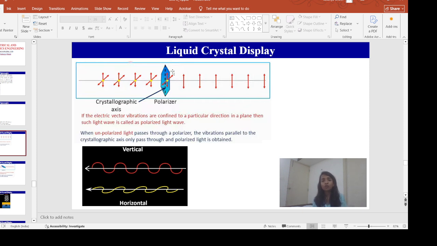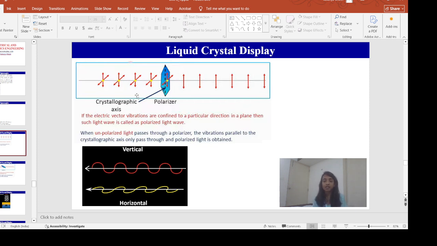Now, what is a polarized light wave and what is an unpolarized light wave? When the electric field vector variations occur just randomly at different planes, we call it an unpolarized light wave. When the electric field vibrations occur at a particular plane, in a particular direction, we will call it a polarized light wave.